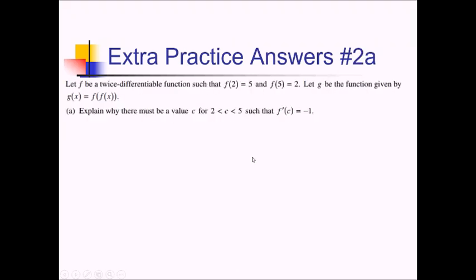On this no calculator based problem, we're given f that's a twice differentiable function. We were told f of 2 is 5 and f of 5 is 2. That's kind of interesting. And g is this other function that's f of x. All right, so that's the backstory.